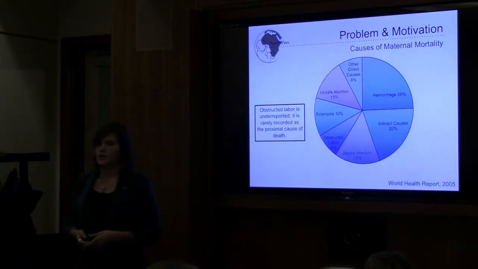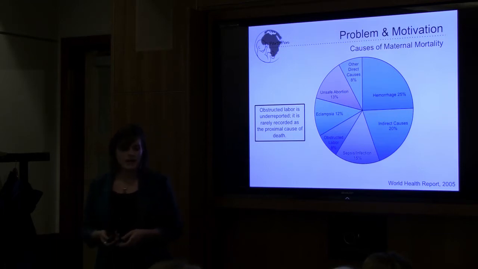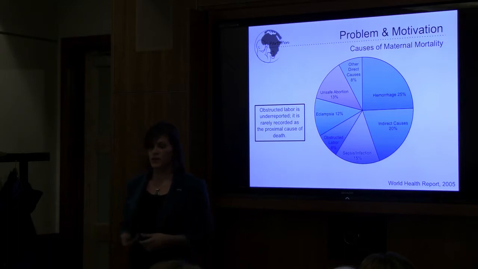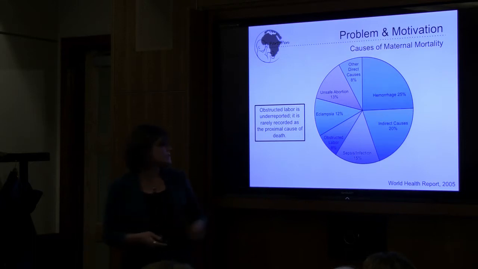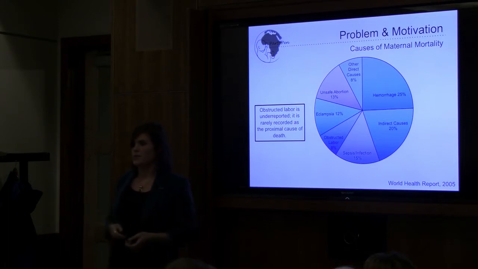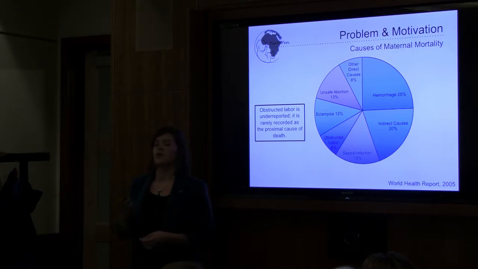The main causes of maternal mortality on a global scale include postpartum hemorrhage, indirect causes, which are things like HIV, which compromise a woman's immune system during pregnancy and childbirth, and also sepsis and infection. However, obstructed labor, which represents this 8% chunk of the graph, is often underreported because it's a precursor to many of these conditions, such as postpartum hemorrhage and sepsis. So that slice is only what was reported as a death due to obstructed labor, but not necessarily all the cases of obstructed labor.